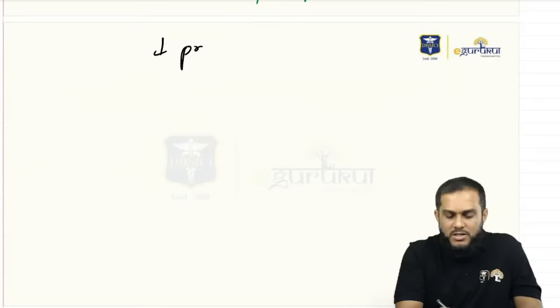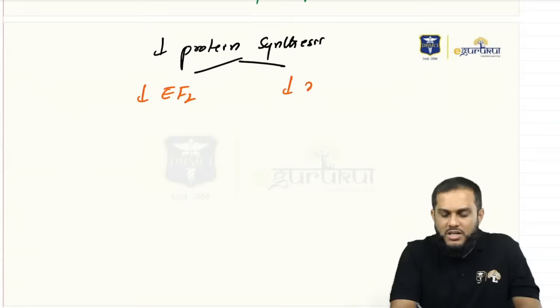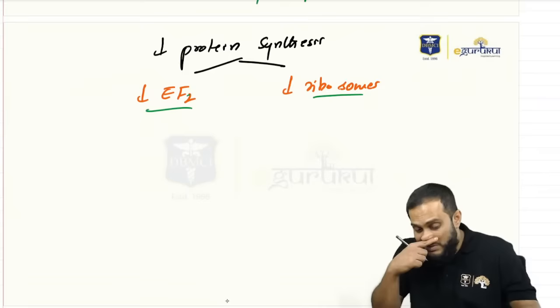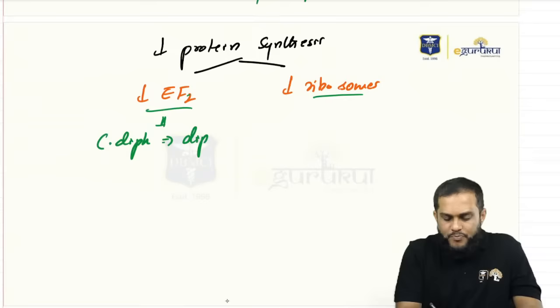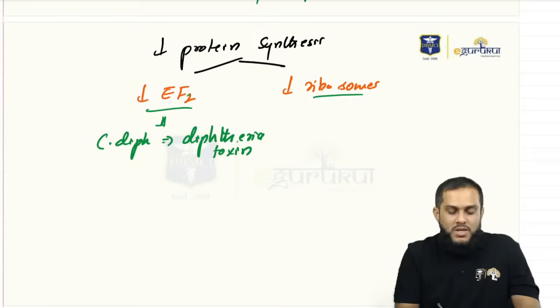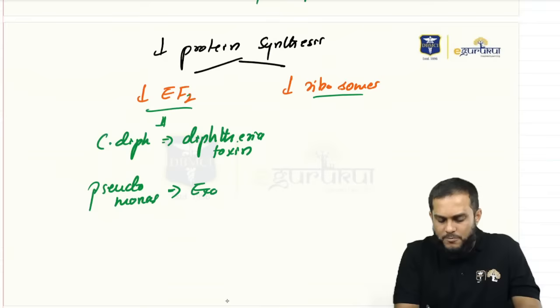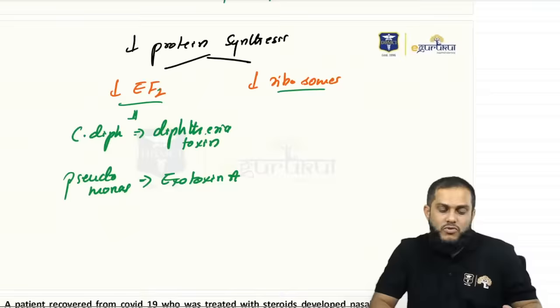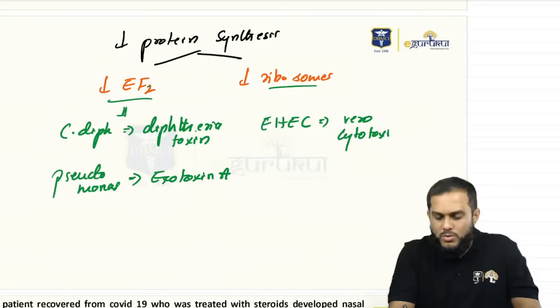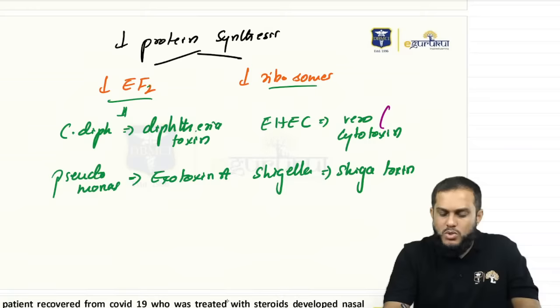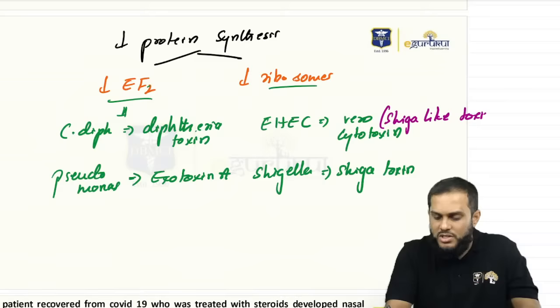Here I want to highlight one thing. These toxins act by inhibiting protein synthesis. You can inhibit protein synthesis by inhibiting elongation factor 2 or by inhibiting ribosomes. Whether you inhibit EF2 or ribosomes, ultimately protein synthesis is inhibited. Corynebacterium diphtheriae toxin acts by inhibiting EF2, and one more is Pseudomonas exotoxin A, which acts by inhibiting EF2. Inhibiting ribosomes: EHEC, enterohemorrhagic E. coli, verocytotoxin, and Shigella, Shiga toxin. And remember, this verocytotoxin is also known as Shiga-like toxin because their action is the same.